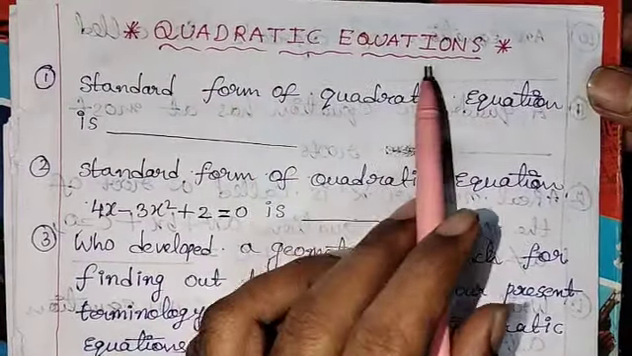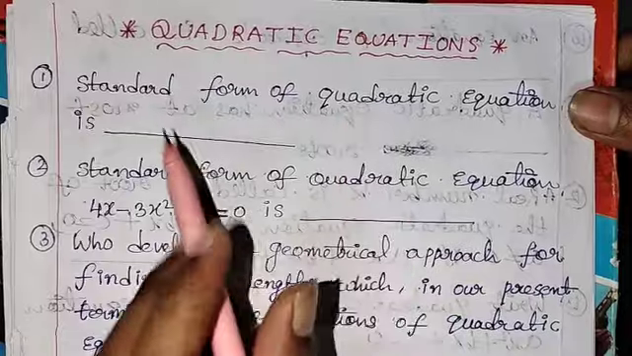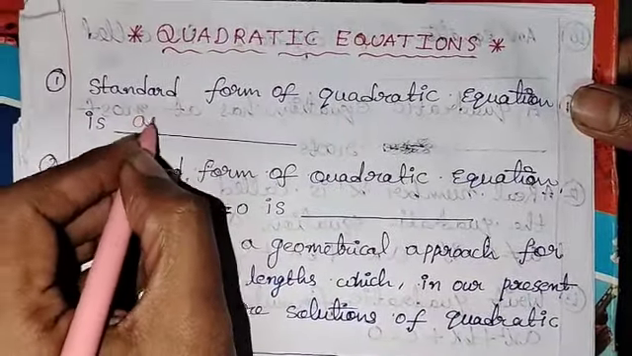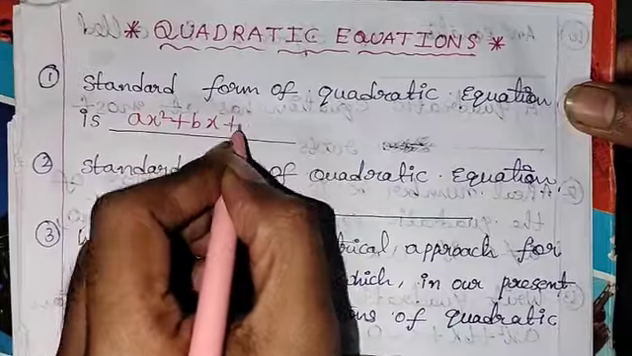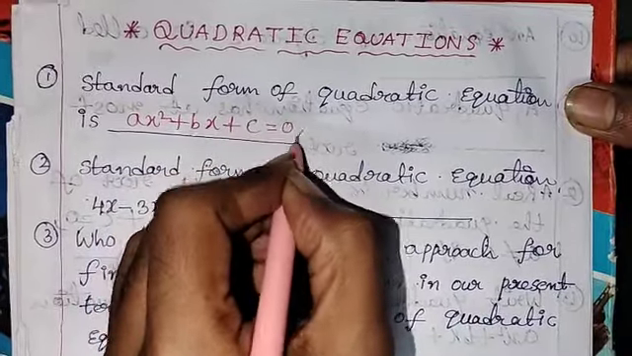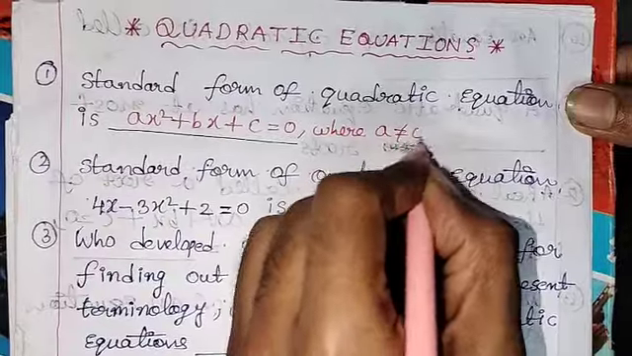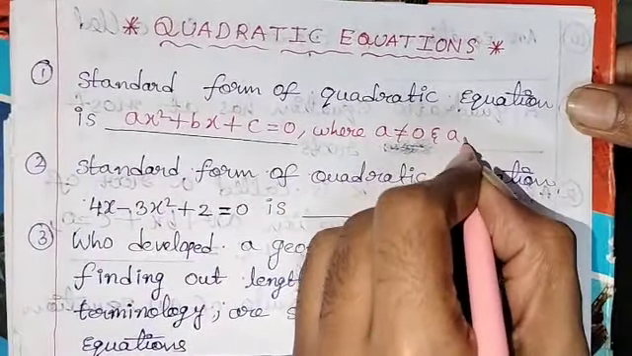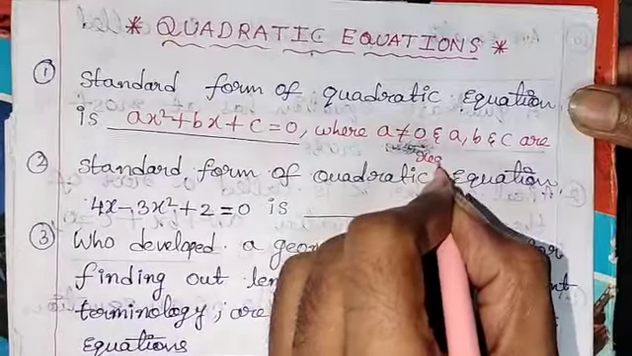So, quadratic equations. The standard form of a quadratic equation is ax² + bx + c = 0, where a ≠ 0 and a, b, and c are real numbers.